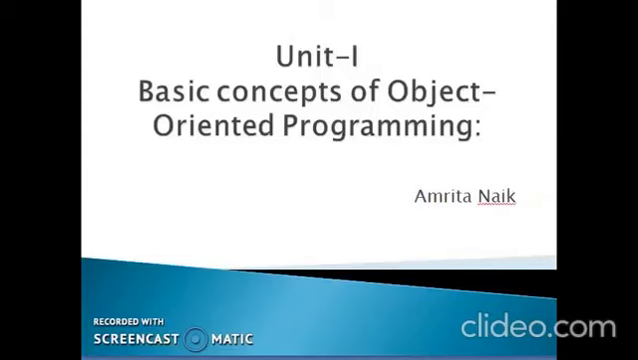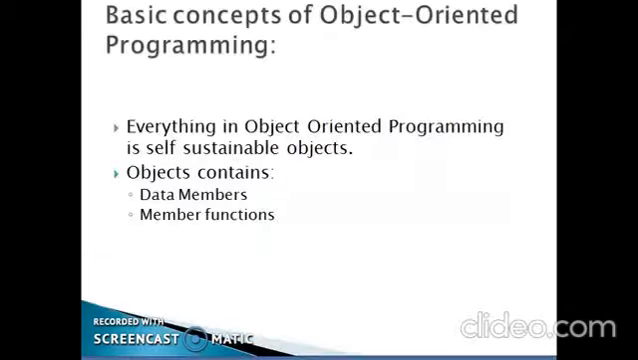Hello students, today we'll start with Unit 1 which covers all the basic concepts of object-oriented programming language. Before I go to the next slide, I want to ask one question to all of you. Last semester you have been studying a programming language, which was C, right? So what is this programming language? Or why do you need this programming language?